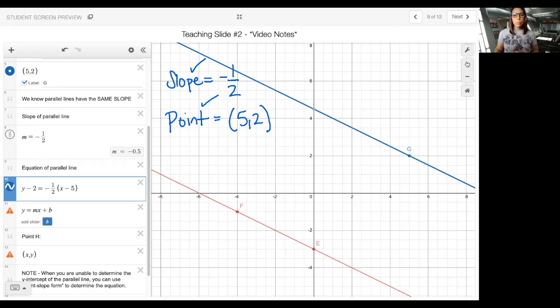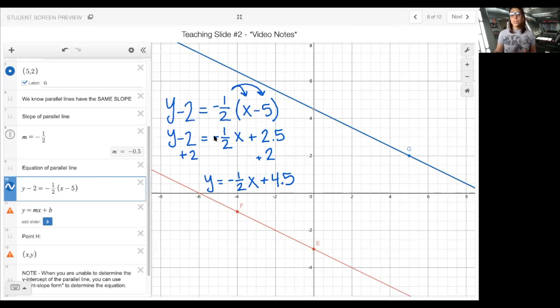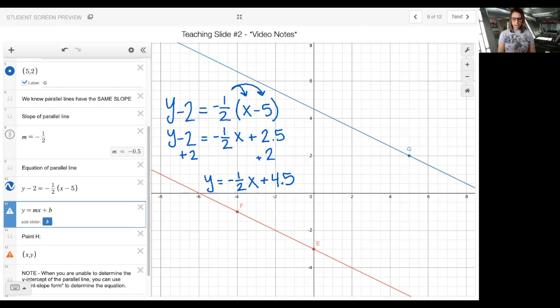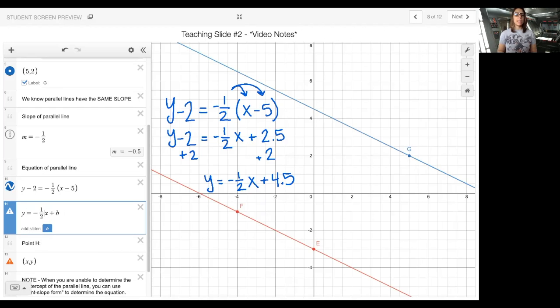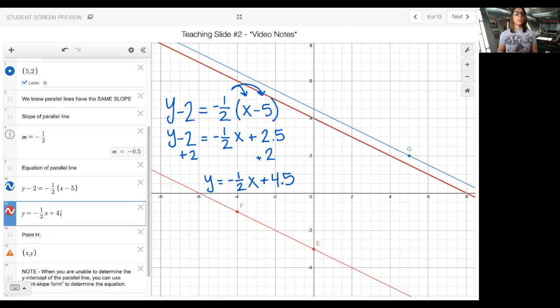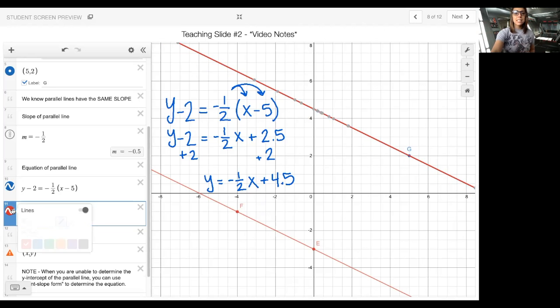However, we don't use point-slope form often enough to leave our answer in that form. So on your paper, go ahead and convert our point-slope form into slope-intercept form. Okay, so after distributing the -1/2 and adding 2 to both sides, you should have y = -1/2x + 4.5. Let's see what happens when I put that into my Desmos. It's the exact same line.